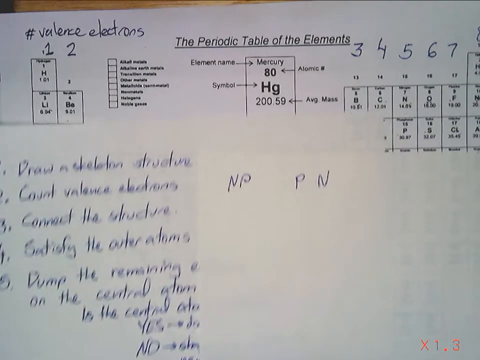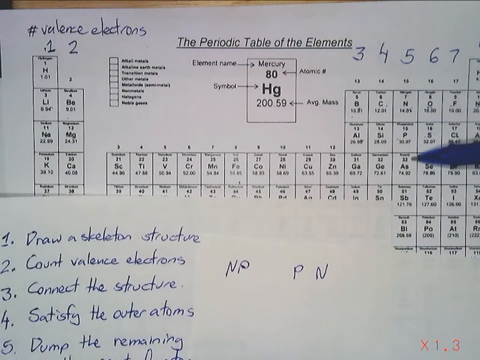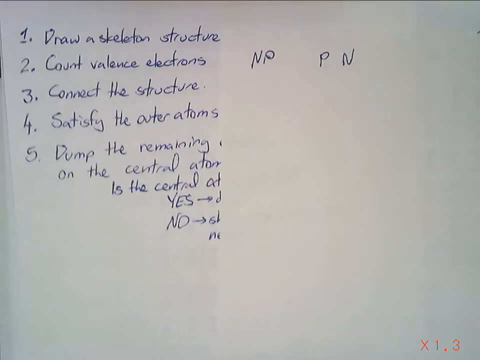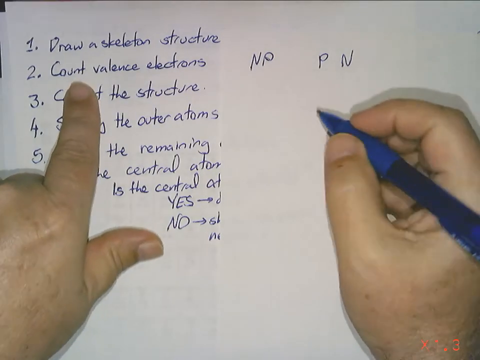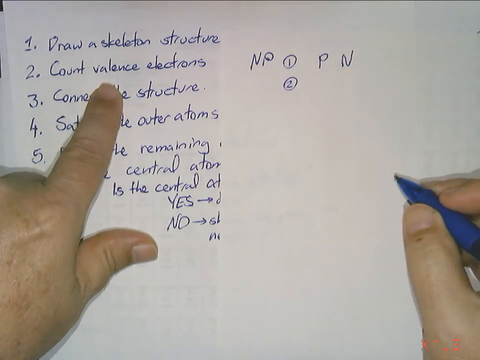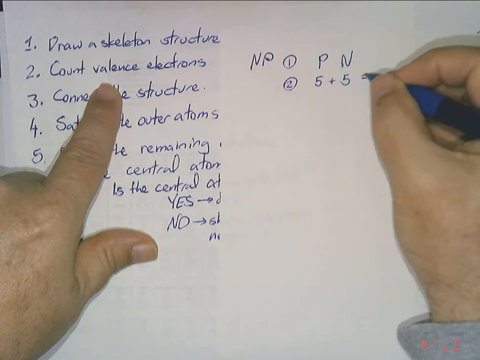Now I'm going to count the valence electrons. Let's look at the column that the nitrogen and the phosphorus are in on the periodic table. There's 5 valence electrons for each of them. So for step 2, this is step 1. For step 2, count the valence electrons. It's 5 for this and 5 for that. That gives me 10.